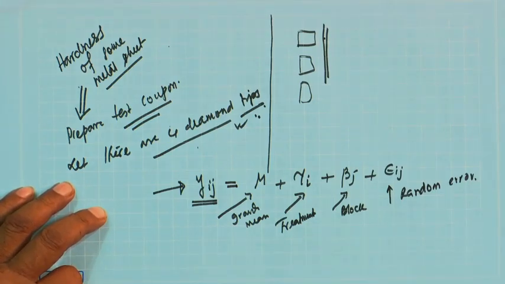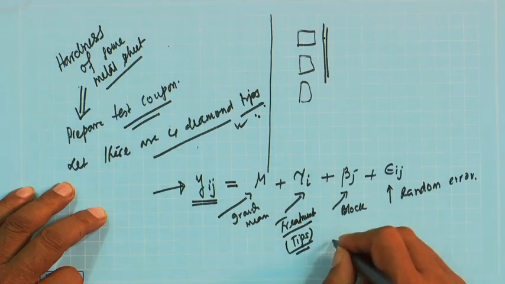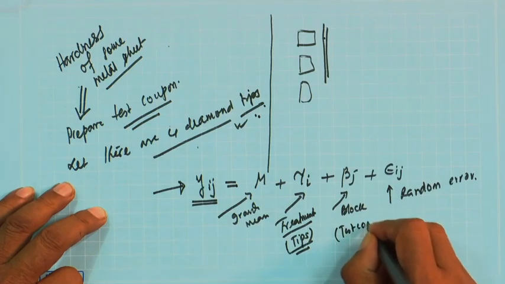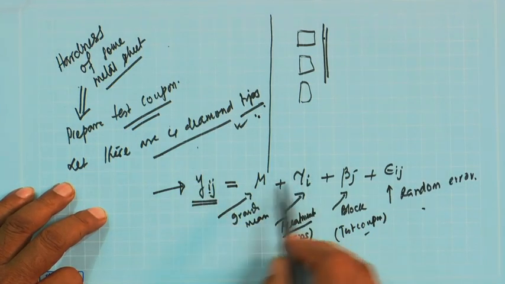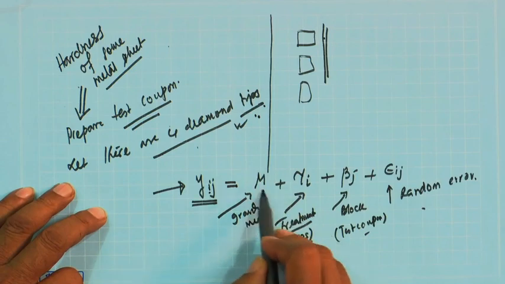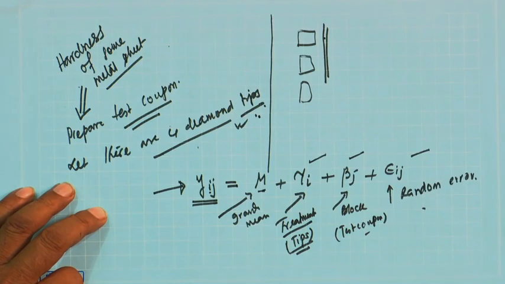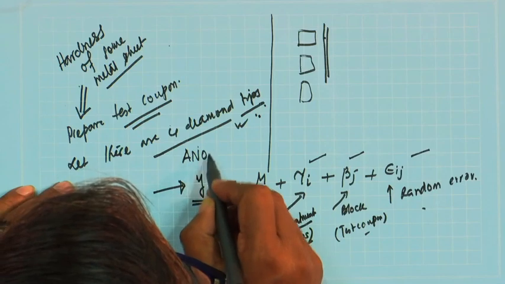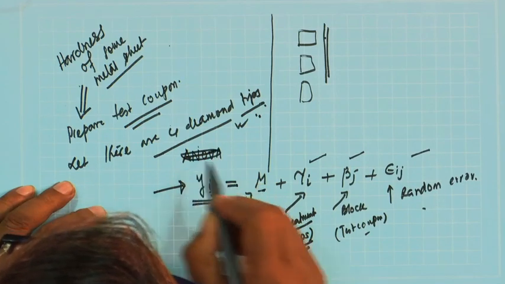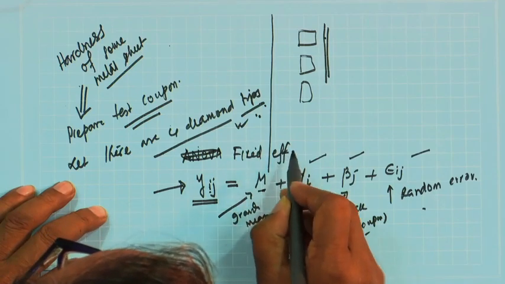So, with reference to the example, treatment means the tips, whether the tips have an effect on the measurement, blocks are nothing but the test coupons, and then the random component. So, a general observation has a grand mean component, a treatment effect, a block effect and a random component. This is the ANOVA model, or what I can say, the fixed effect model.